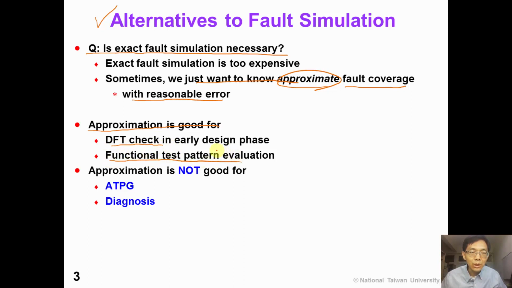Sometimes we just want to know approximately how good our test patterns are. We don't need to know the exact number. But please know that approximate fault coverage is not good for ATPG. It's not good for diagnosis, because for ATPG and diagnosis, we need to know exactly which pattern detects which fault.